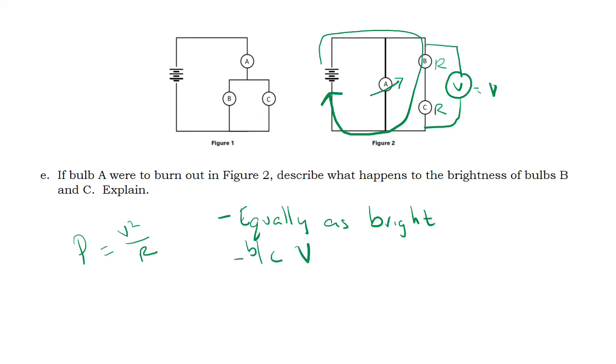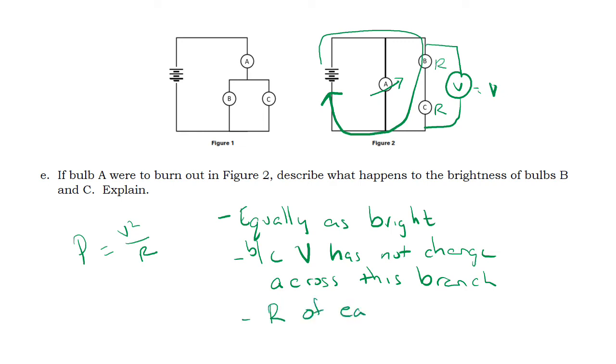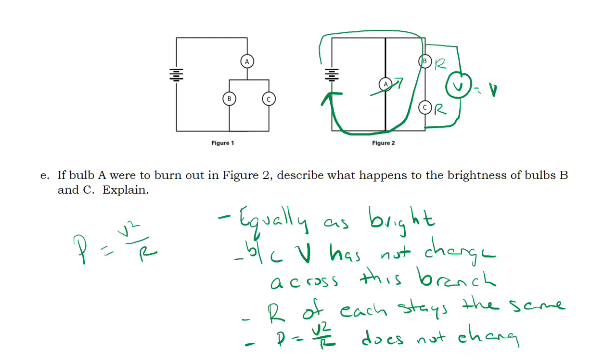Because the voltage has not changed across that branch, and the resistance of each bulb stays the same. So P, which is equal to V squared over R, does not change. And power is directly related to the brightness.